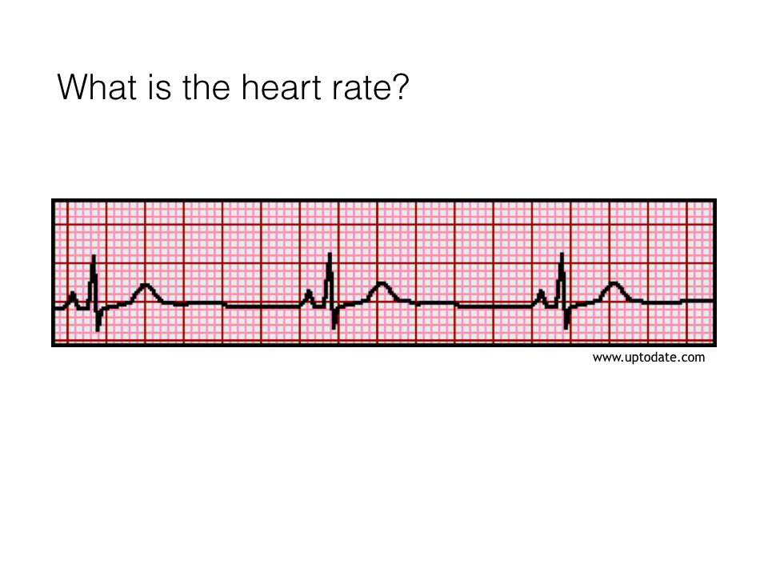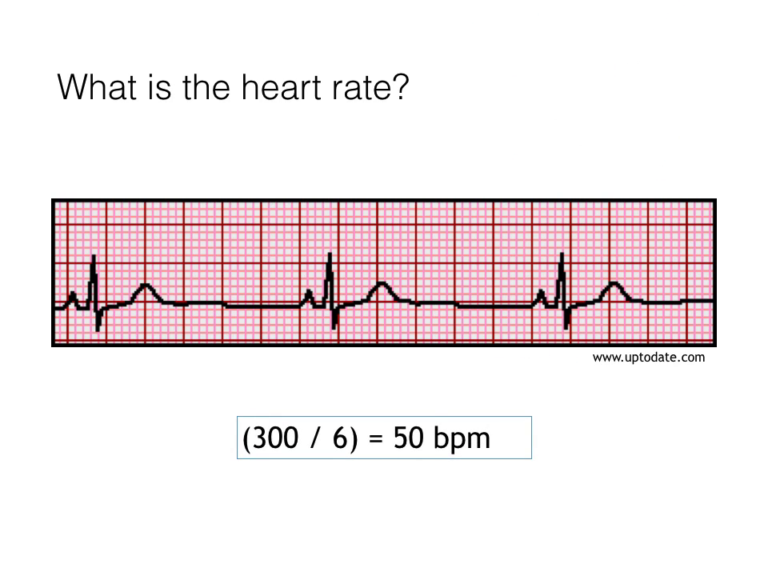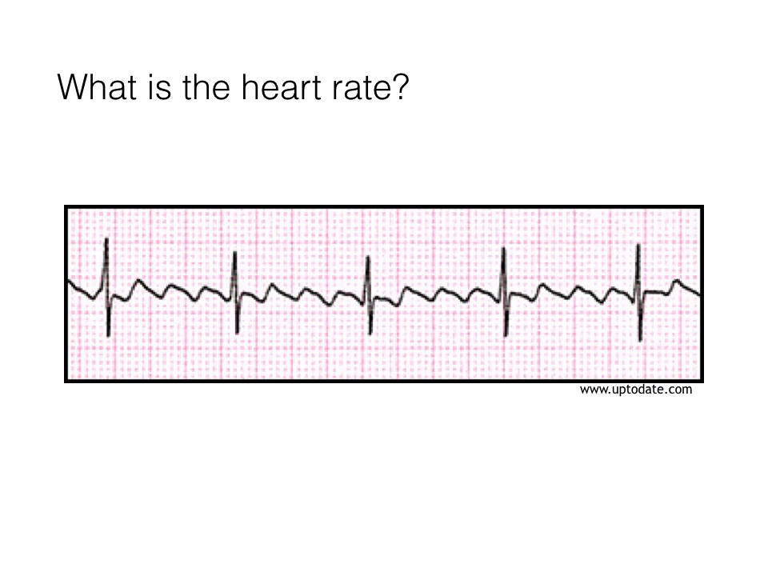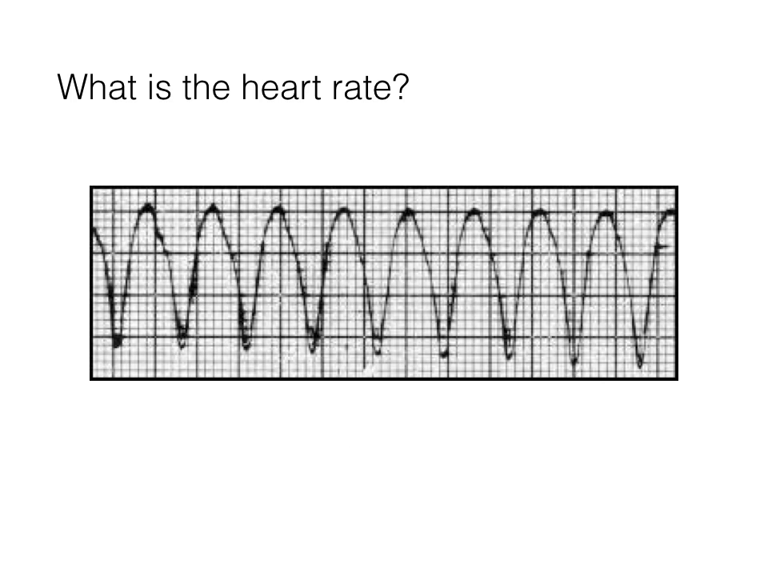Here we can see there are 6 large boxes between two QRS complexes. So 300 divided by 6 is equal to 50 beats per minute. Now what is the rate of this ECG strip? There are approximately 4 large boxes between two QRS complexes. So the rate comes out to be 75 beats per minute. What is the rate in this?